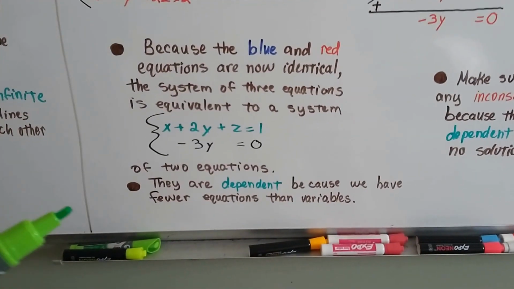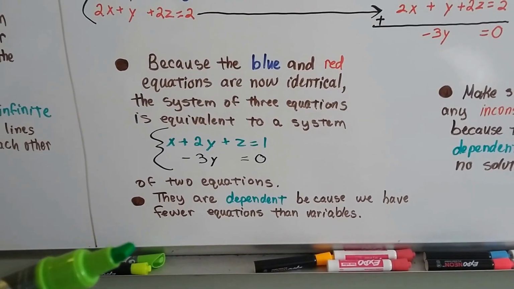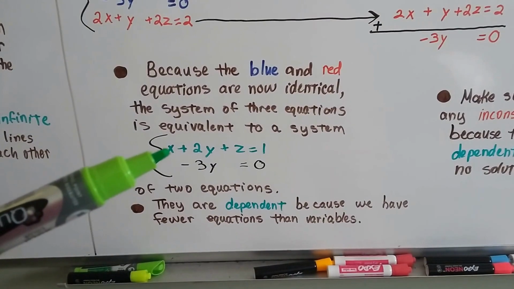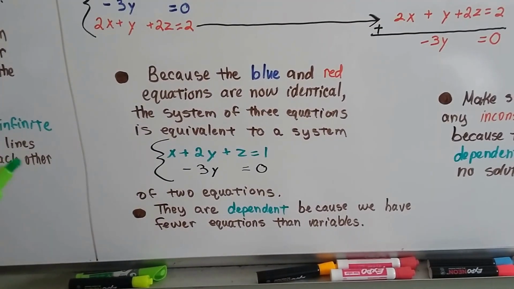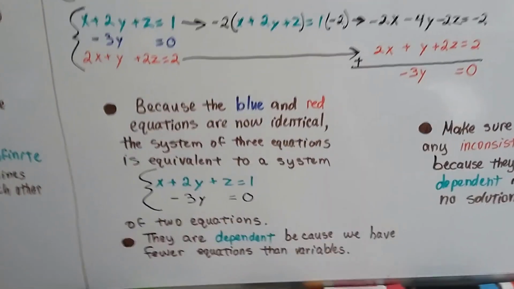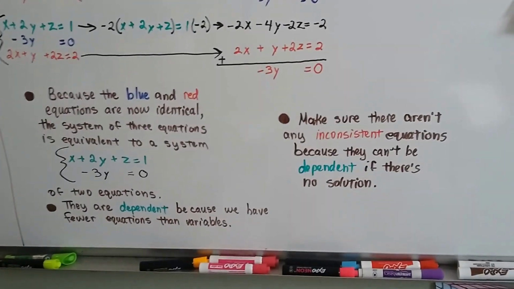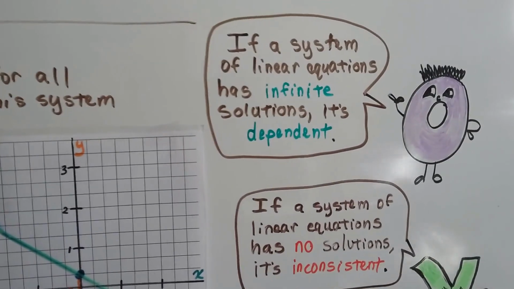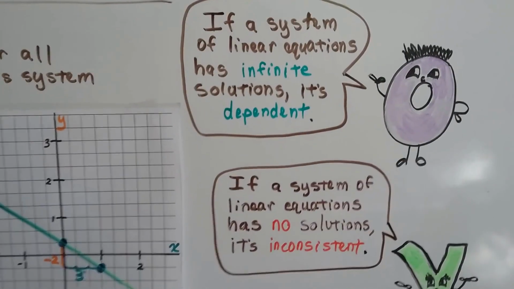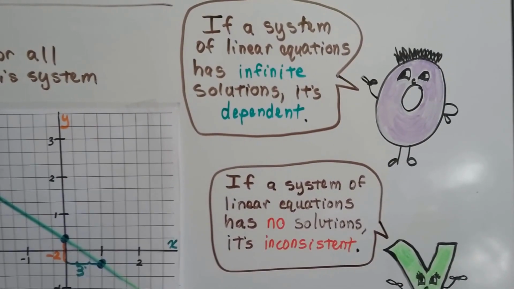But that creates a problem. That means they're dependent because we have fewer equations than variables. We've got 3 variables, x, y, and z, but we've only got 2 equations. So that's dependent. We have to make sure there aren't any inconsistent equations because they can't be dependent if there's no solution. So remember, if a system of linear equations has infinite solutions, it's dependent. And if a system of linear equations has no solutions, it's inconsistent.